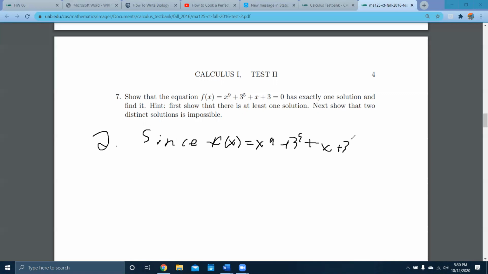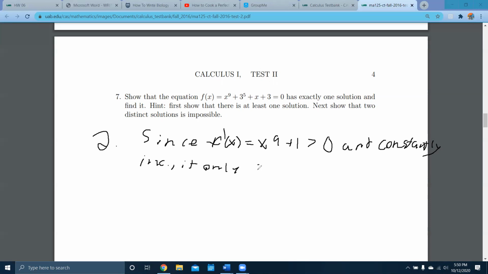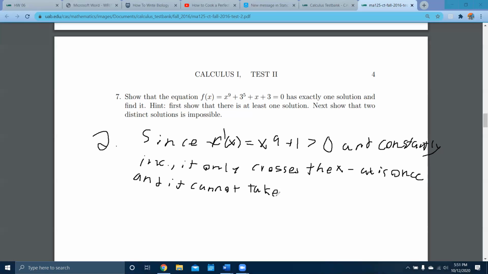oh, my fault. Hold on. Since f prime of x is equal to x to the 9th plus 1, is greater than 0 and constantly increasing, it only crosses the x-axis once and it cannot take on more than one x value. Bada bing, bada bam. There it goes.